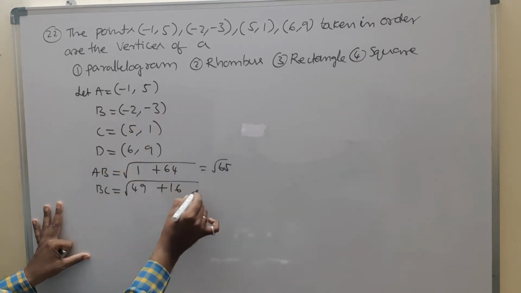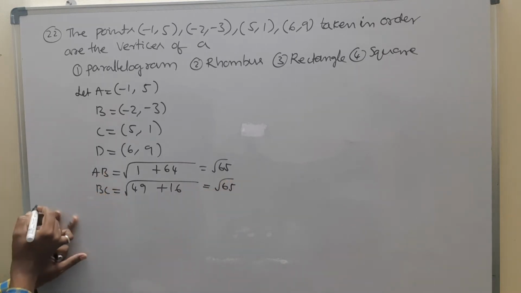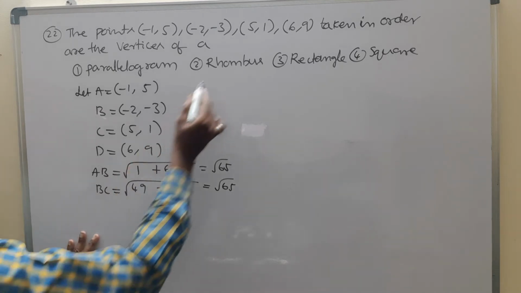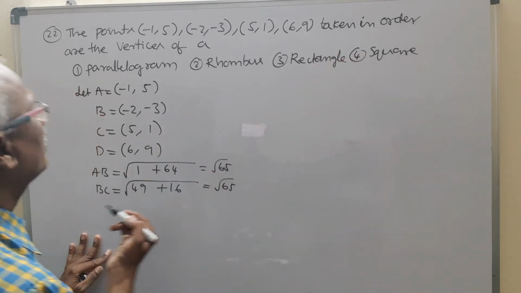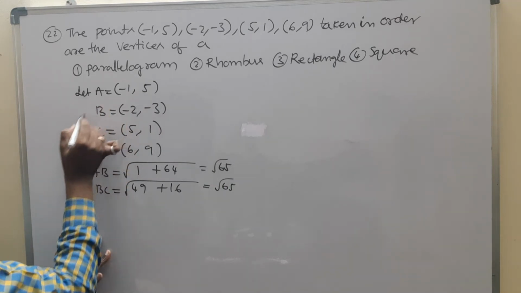49 plus 16 is equal to root 65. Here we observe that the adjacent sides are equal: AB equals BC. Here rhombus or square is correct. Next, to find the alternate vertices, AC and BD are the diagonals.